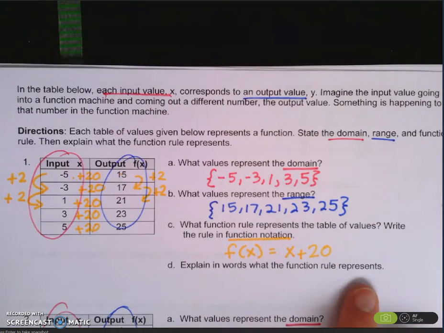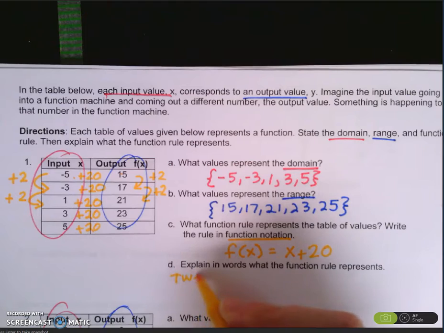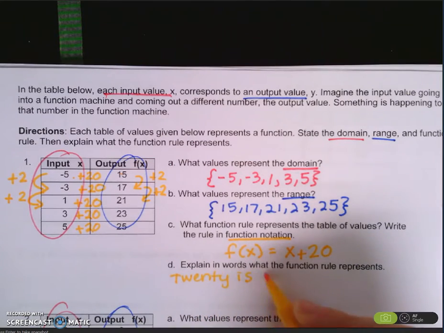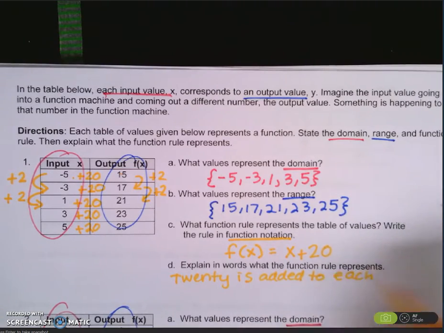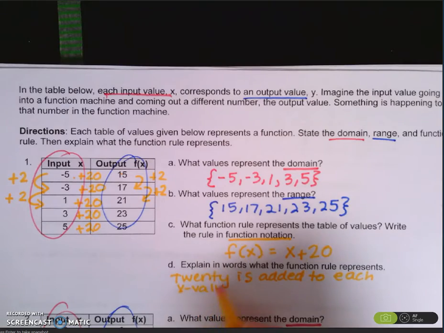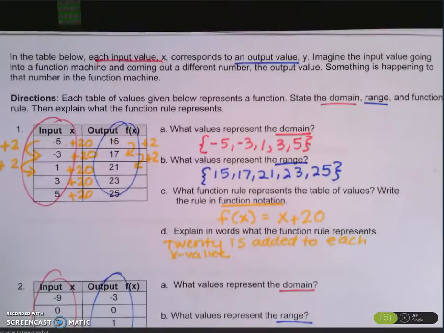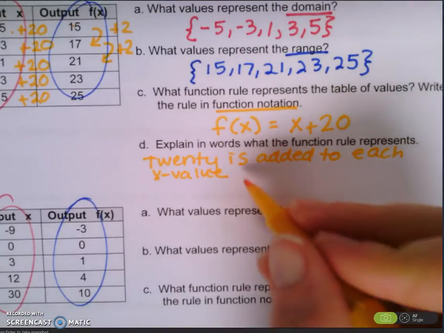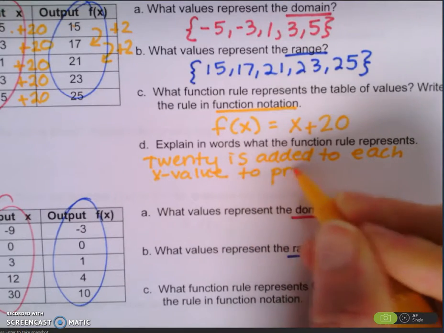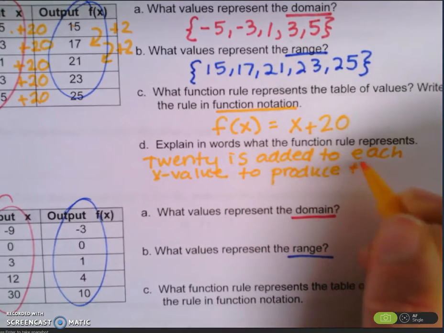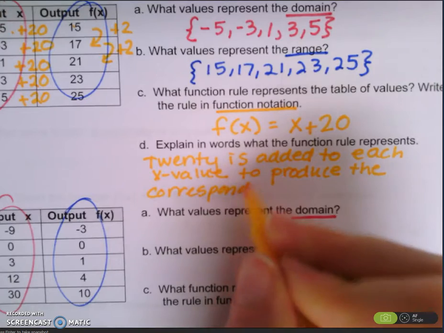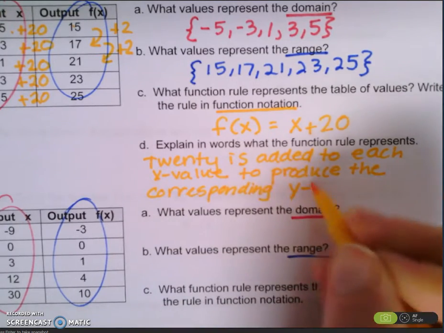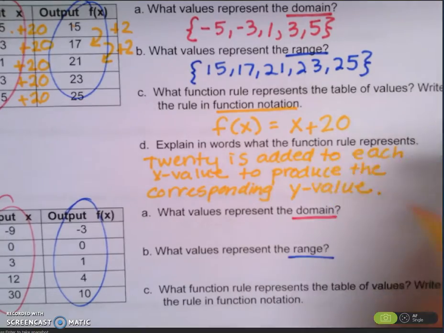Explain in words what the function rule represents. It represents 20 is added to each x value. You could say domain or input if you wanted to. 20 is added to each x value to produce the corresponding y value. We input x and we output y.